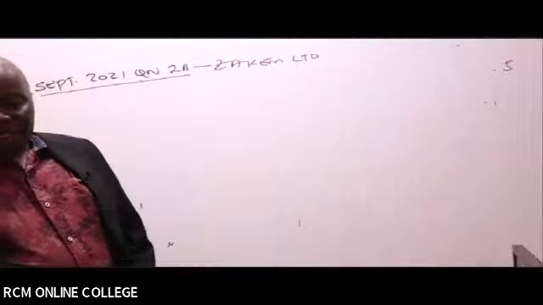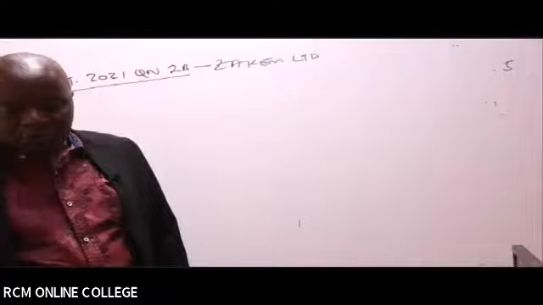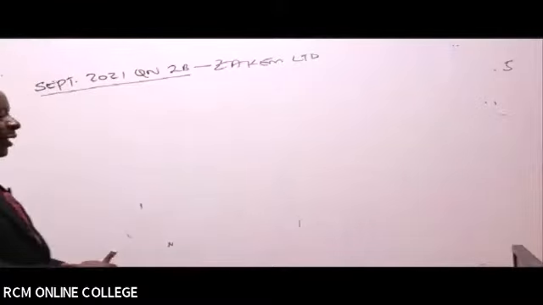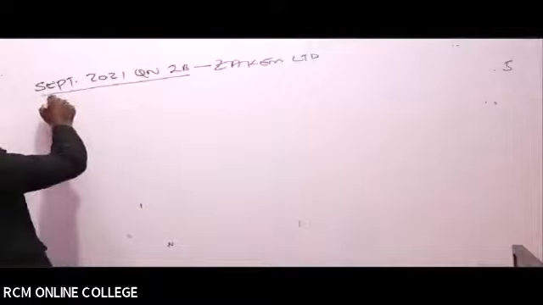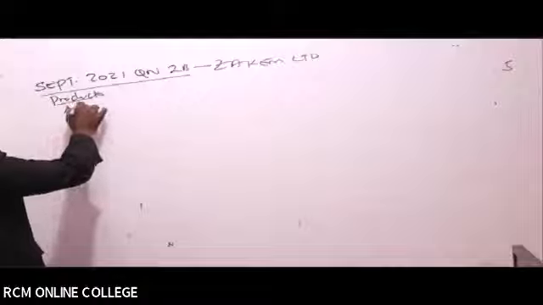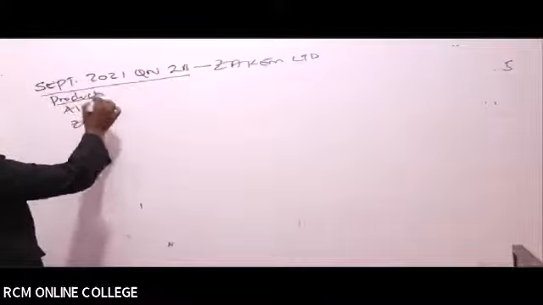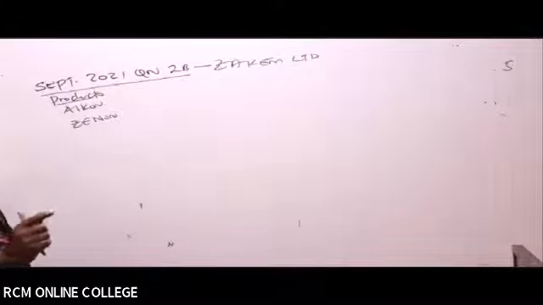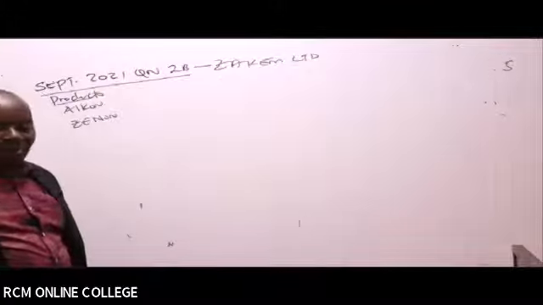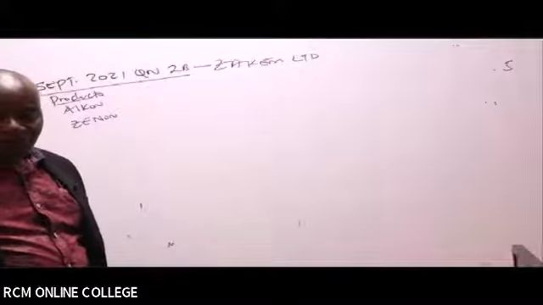So Chem Limited produces two products, namely alcohol and xenon. In linear programming, we must always start with the final product. So we have alcohol and xenon.